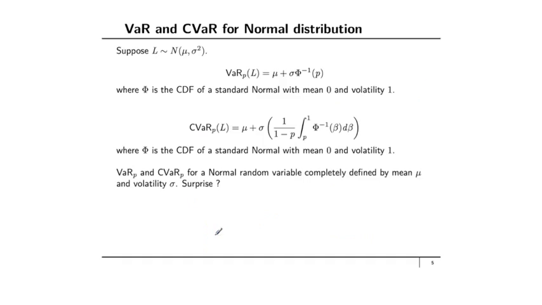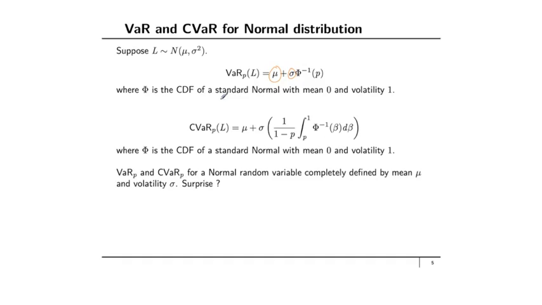For a normal distribution, we can easily compute the value at risk and the conditional value at risk. The value at risk is simply the mean plus the volatility times phi inverse of P. And what is phi here? It's the CDF of a standard normal random variable with mean 0 and volatility equal to 1.